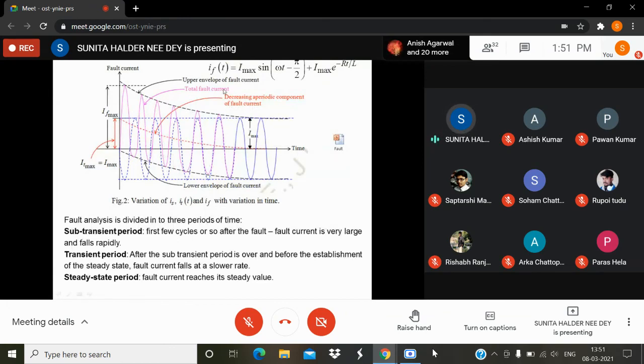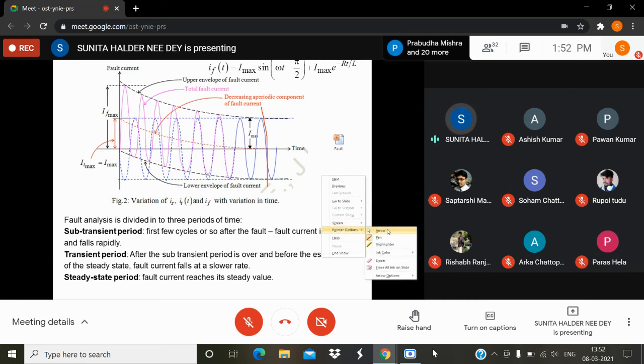Then what can we at least understand? Initially the current is higher, then it gradually dies down. When the current is higher, it is called the transient condition. That means the transient condition will end when the asymmetry of the current goes. When the DC component dies down, the transient component will not be there. Then within that, it is also divided into a transient period and a subtransient period. Which part is transient and which part is subtransient is not well defined.